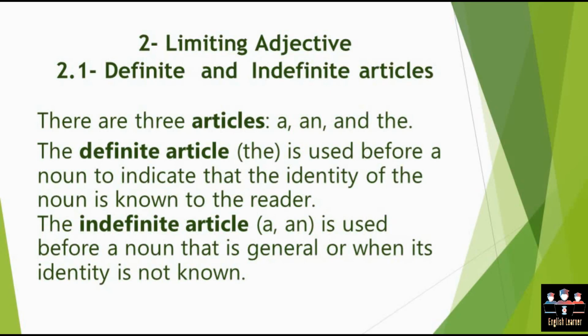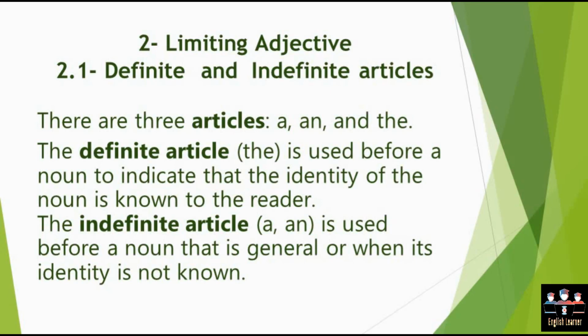There are 3 types of articles: a, an, and the. Definite article means the is used before a noun to indicate that the identity of a noun is known to the reader. We are going to use the definite article in a sentence with a common noun to make it a specified one. It will be wrong to use definite article with the proper noun until and unless we have specific categorization of it.